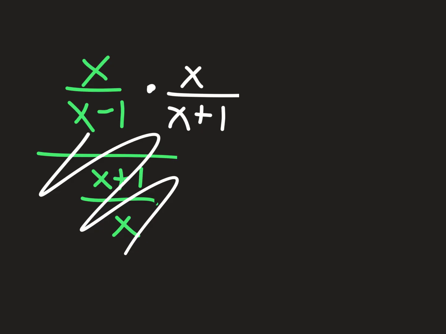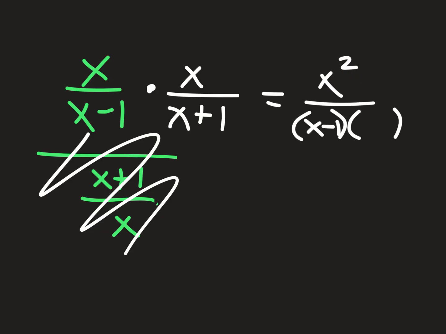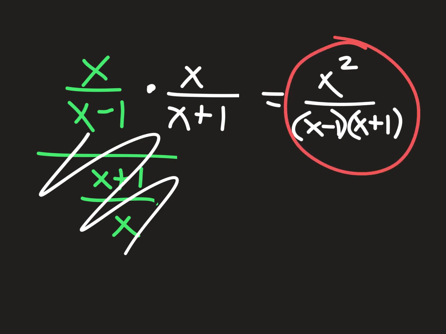Nice. Now, x times x is x squared. And on the bottom, if you multiplied it out, you lose, because at the end, you have to factor it. And if you can factor it, you should. So there, it's all factored out. And there's my answer.